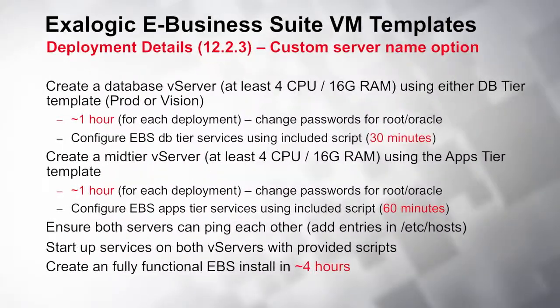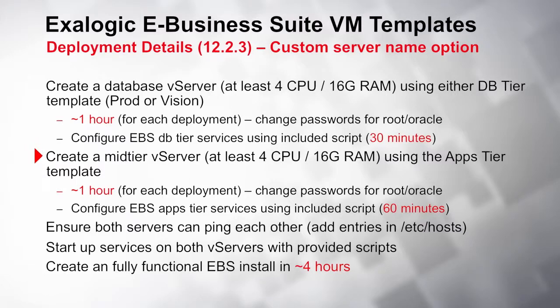If you do not want to use the DB and the apps server names, you can choose names of your own choice. If you're following this step, then you will need to do some reconfiguration. Again, you will need to create a database vServer, same sizes at least, 4 CPUs, 16 gig of RAM, using either DB tier template, the Vision or the production template. Change passwords for root and Oracle once you log in. And then there's a config script that allows you to reconfigure because you have not named the server DB, and that'll take about 30 minutes or so.